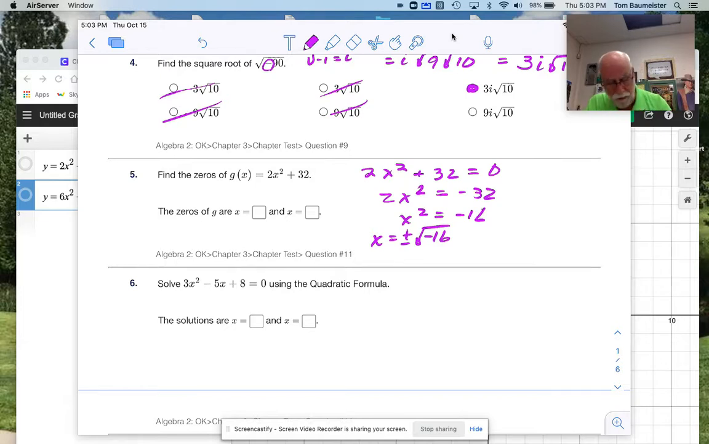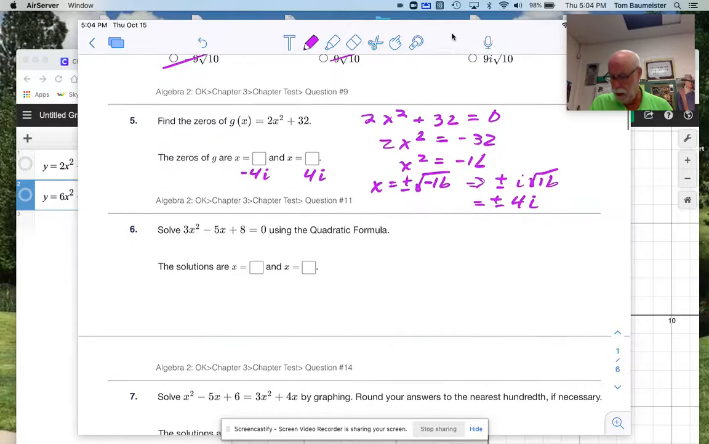Again, a negative under the radical is going to give us an i. So that tells us we're going to have plus or minus i times the square root of 16. The square root of 16 is 4. That's a whole number. So we're going to say it's plus or minus 4i. So on here, you're going to put in minus 4i, and you're going to put in 4i. Okay?